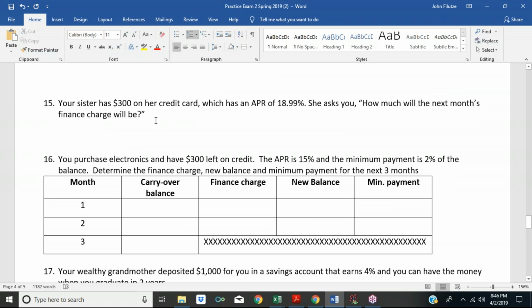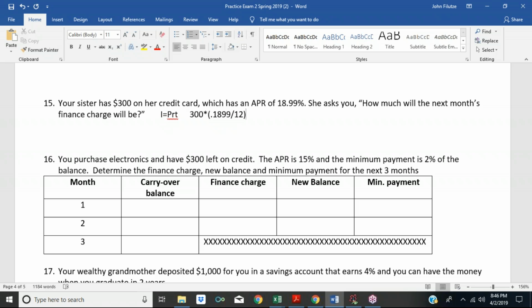And then let's look at number 15. So this one is the credit card one, so we're going to do $300 times, it wants to know how much the interest is going to be. So if you remember, the interest equals the principal times the rate times the time. So the principal is 300, the rate is 0.1899 divided by 12 because it's the monthly rate times the time.